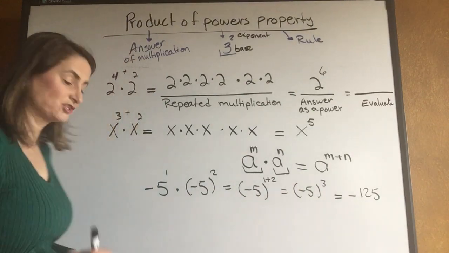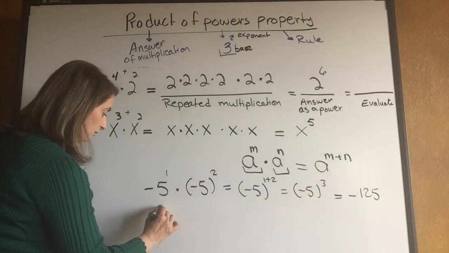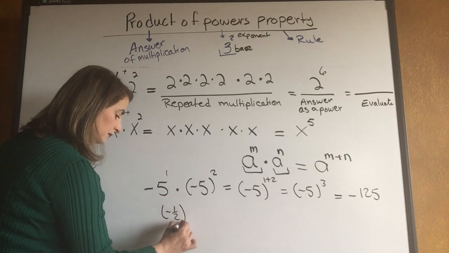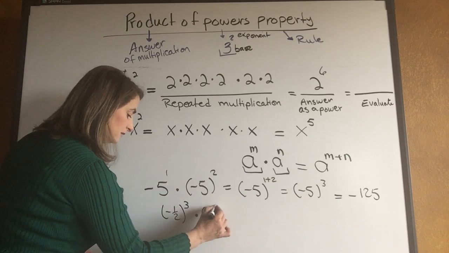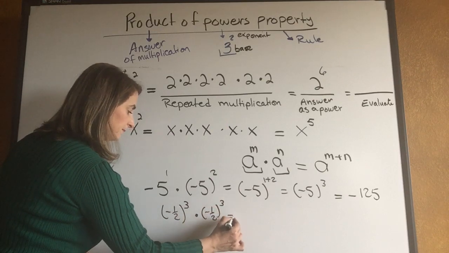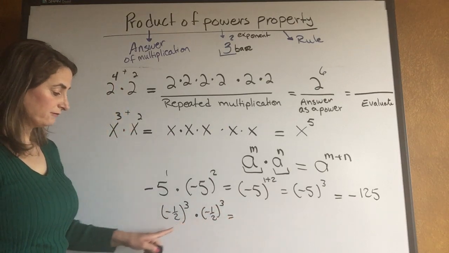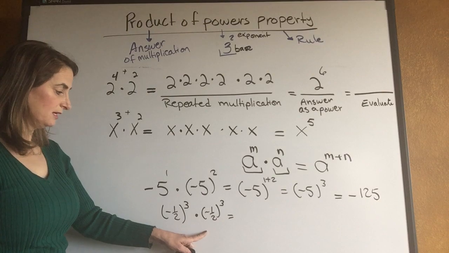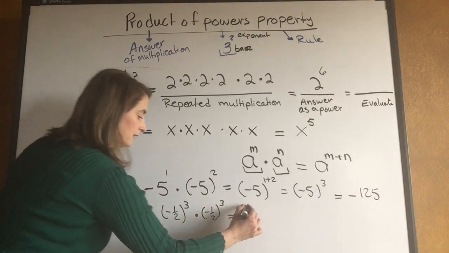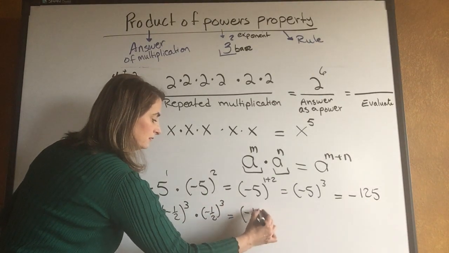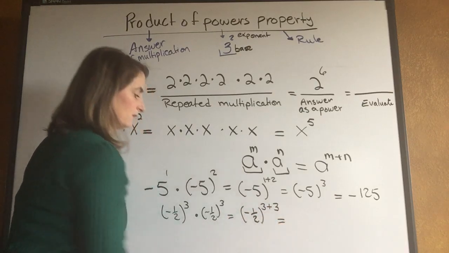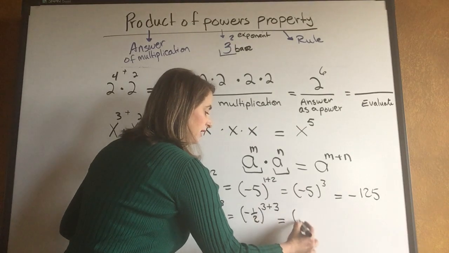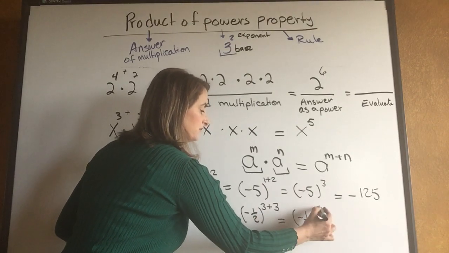Now let's try it with a fraction. What if you have negative half to the power of 3 times negative half to the power of 3? The base is negative half, which is a fraction. Keep it the same and add the exponents. Negative half to the power of 3 plus 3, which gives you negative half to the power of 6.